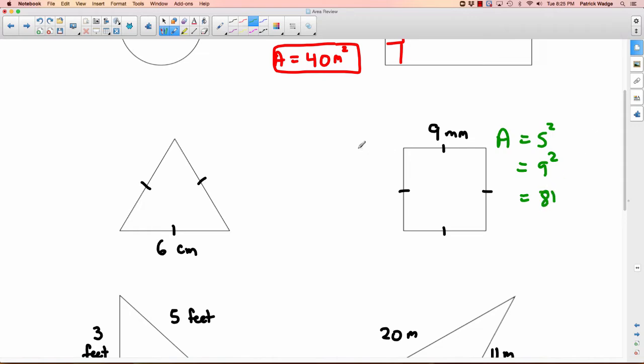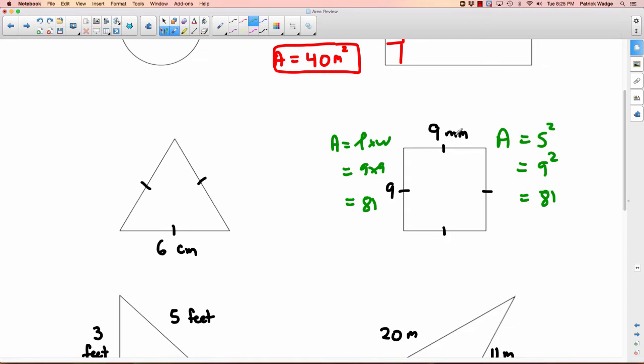Or the other way you could do it is you could say area equals length times width. So area equals 9 times, how much is this? You see these tick marks? That means they're all the same. That's how you know it's a square. So if this is 9, then this is also 9. So that's why you could go 9 times 9, and 9 times 9 is 81. It doesn't matter which way you do it, you're getting 81.